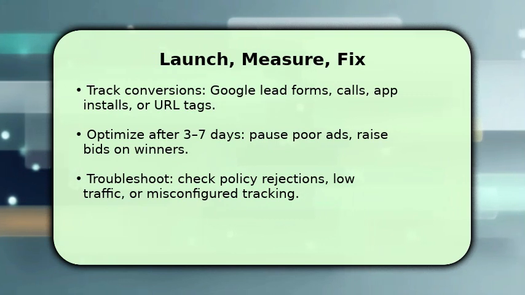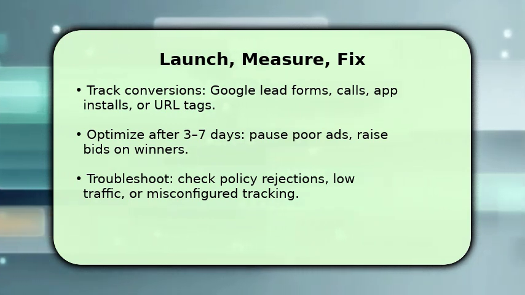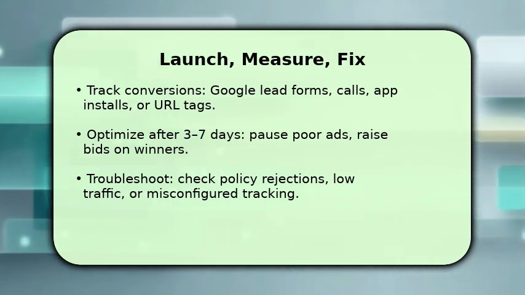Ensure conversions are tracked. Use Google lead form submissions, call reporting, or Firebase for installs, and tag any external landing URLs with UTM parameters. Let the campaign run for 3 to 7 days to gather data, then optimize, pause underperforming ads, increase bids on successful keywords, and test new headlines.